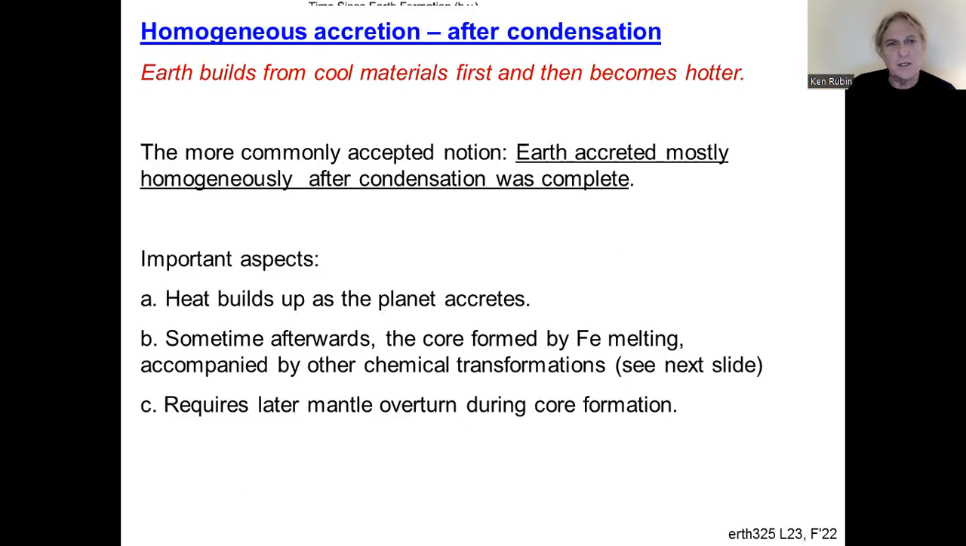So now let's flip to the homogeneous model. In this model, Earth builds up from cool materials and then heats up from radioactive decay along with accretional energy of the impacts and gravitational energy release, heats up, melts, and then makes a core, okay? So in this model, the heat builds up as the planet accretes. In the heterogeneous model, everything accretes while it's hot with its original heat. Sometime after this, the core forms, and then somehow we have to flip the mantle and segregate all of the metal out of it, which is, you know, an issue that some people have with core formation.